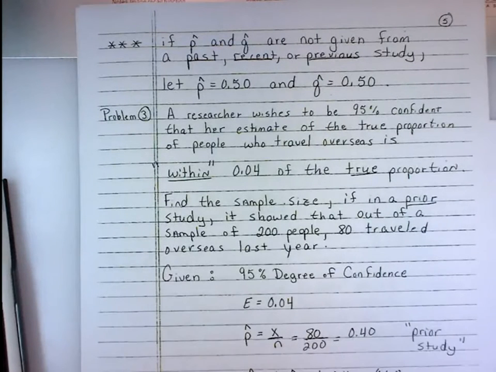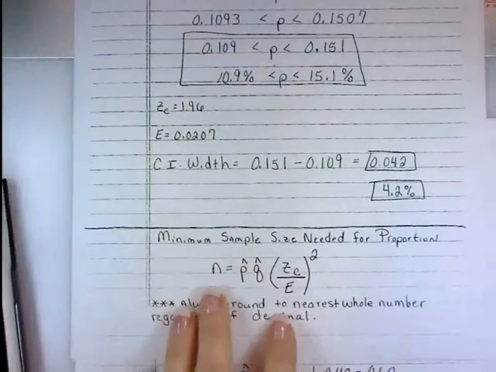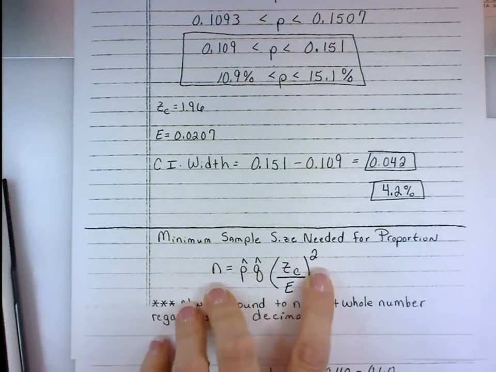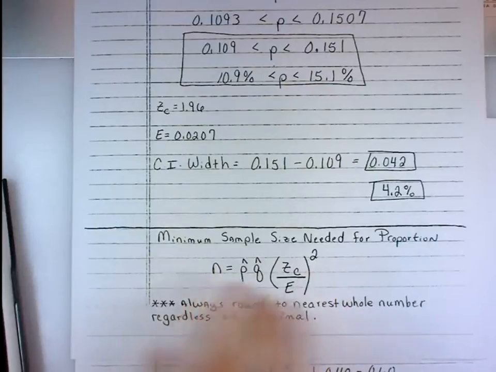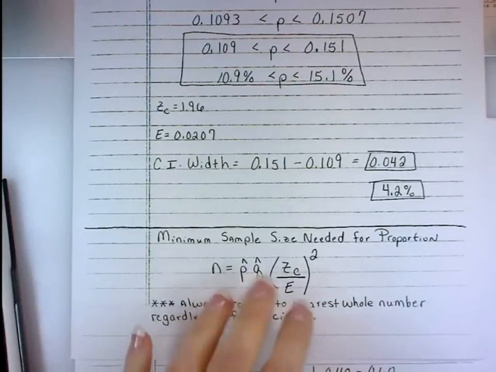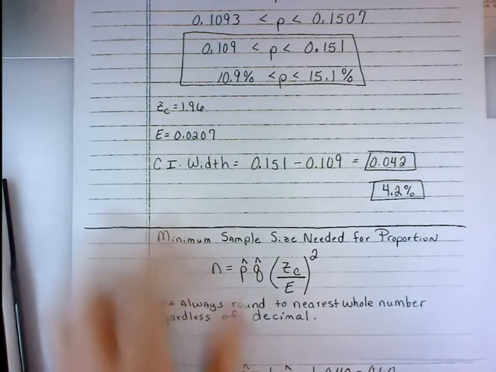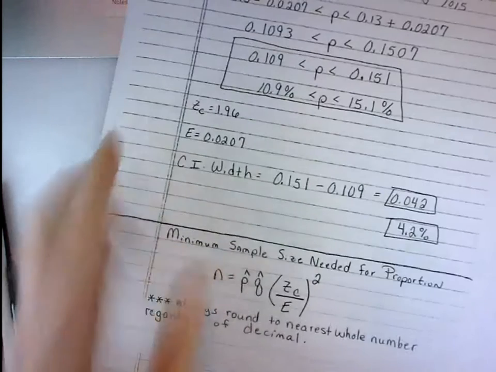And the sample size formula looks like this. P hat times Q hat, z over e quantity squared. Always round to the nearest whole number regardless of decimal. Always round up. But this is sample size needed for proportion. It is not the sample size needed for the mean, but this is the sample size for proportion. And I want to go over these values.